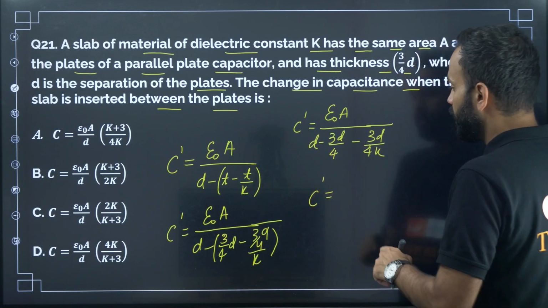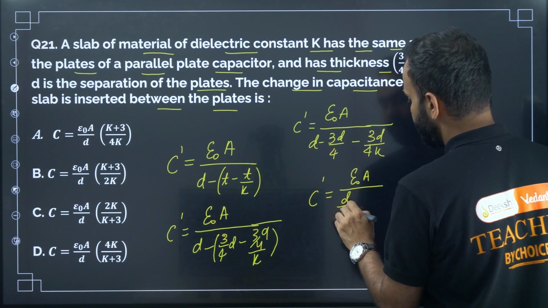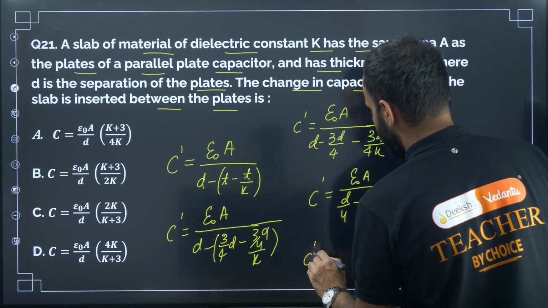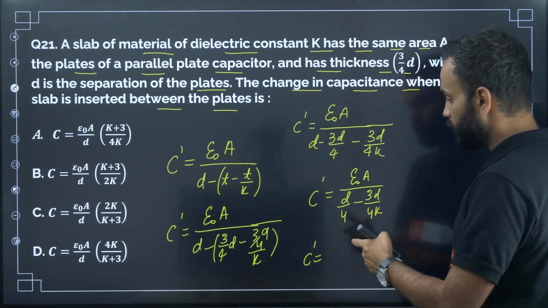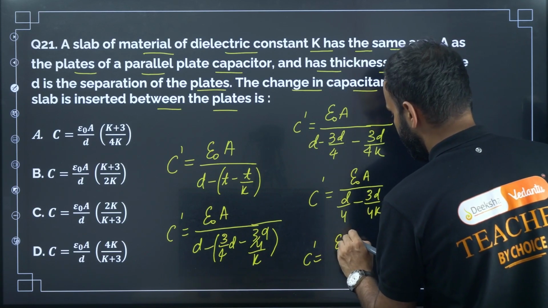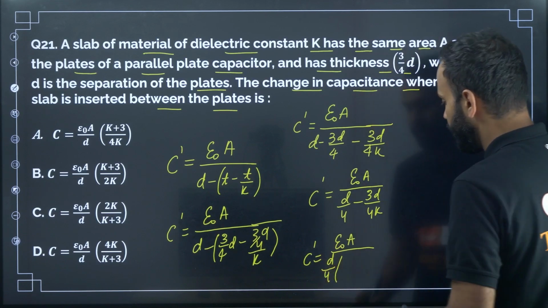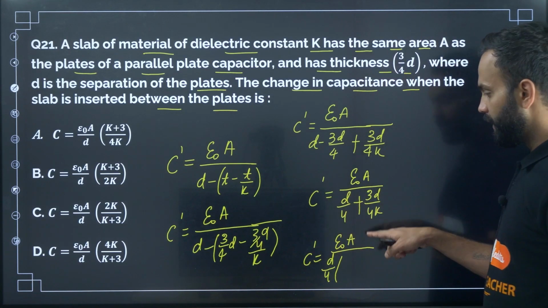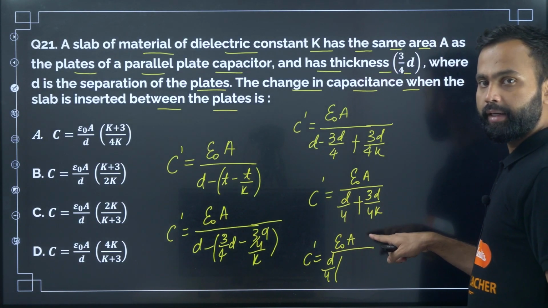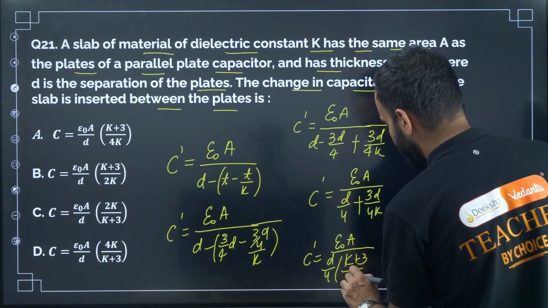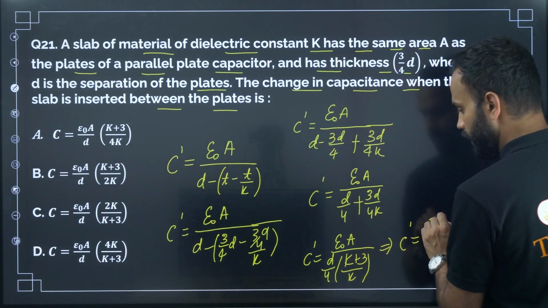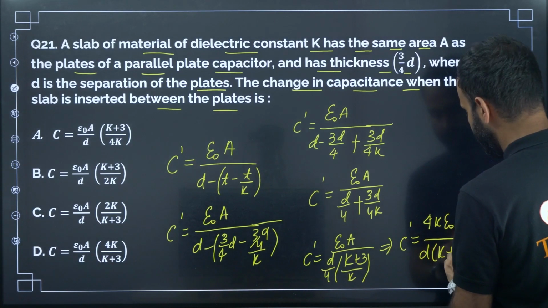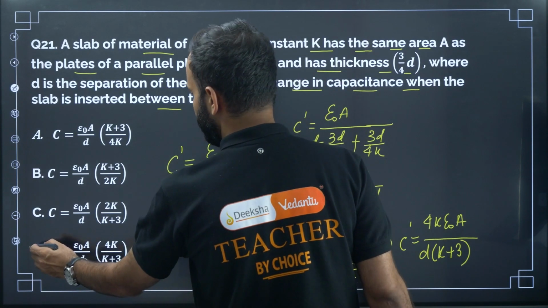So C dash is equal to epsilon naught A divided by D by 4 minus 3D by 4K, right? Now take D by 4 as common. So C dash is epsilon naught A divided by D by 4 into 1 minus 3 by K. Sorry, this will be plus. So 1 plus 3 by K is K plus 3 divided by K. Finally, C dash is equal to 4K epsilon naught A divided by D into K plus 3. So the correct option is D.